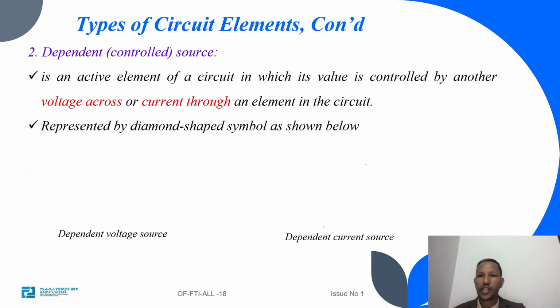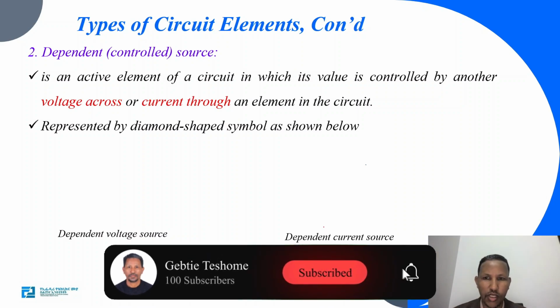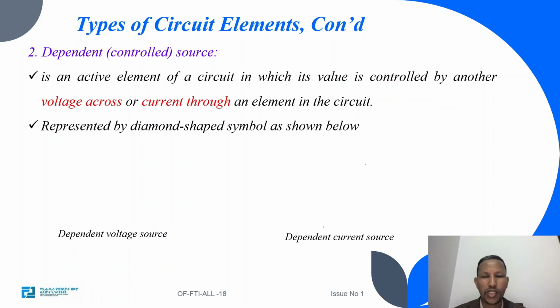When it comes to dependent controlled sources, this is an active element of a circuit in which its value is controlled by another voltage across or current through an element in the circuit. It is represented by a diamond-shaped symbol. The symbol for an independent voltage or current source is a circle, whereas for a dependent voltage or current source it is diamond-shaped. Its value depends on the voltage across or current through other elements.